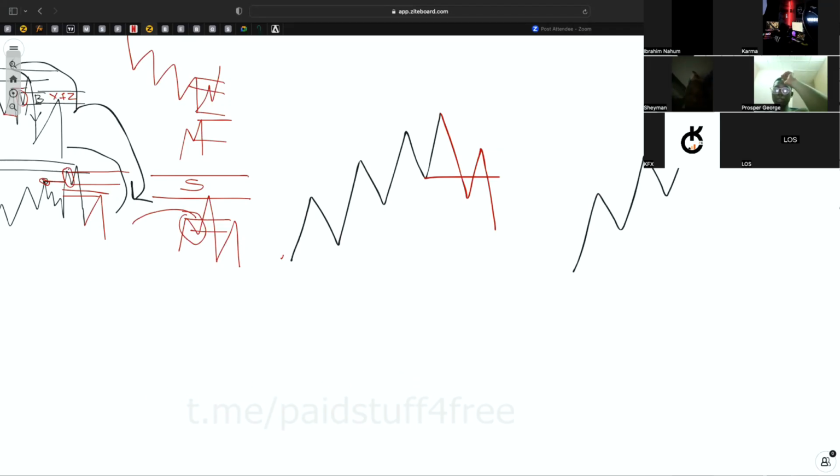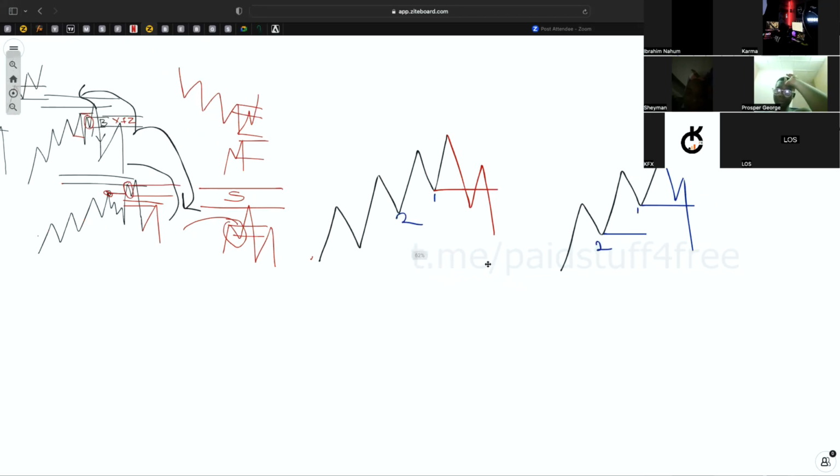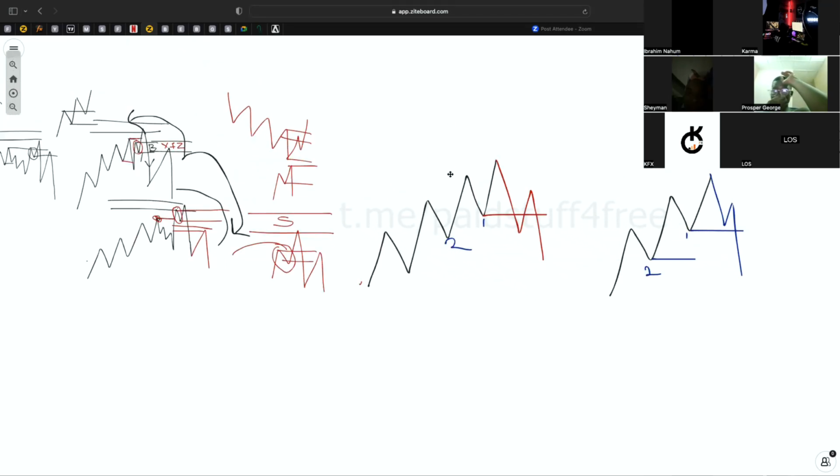Then you have A, B, and C. Now, this is break structure 1 and 2. This is break structure 1 and 2. So, guys, can somebody explain what is going on here and what is going on here?